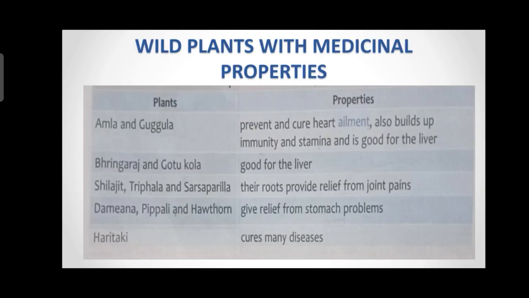Wild plants with medicinal properties. Amla and guggul. They prevent and cure heart diseases, also build up immunity and stamina, and are good for the liver. Bhringraj and Gotu kola. They are very good for the liver. Next one is Shilajit, Triphala, sarsaparilla. Their roots provide relief from joint pains.